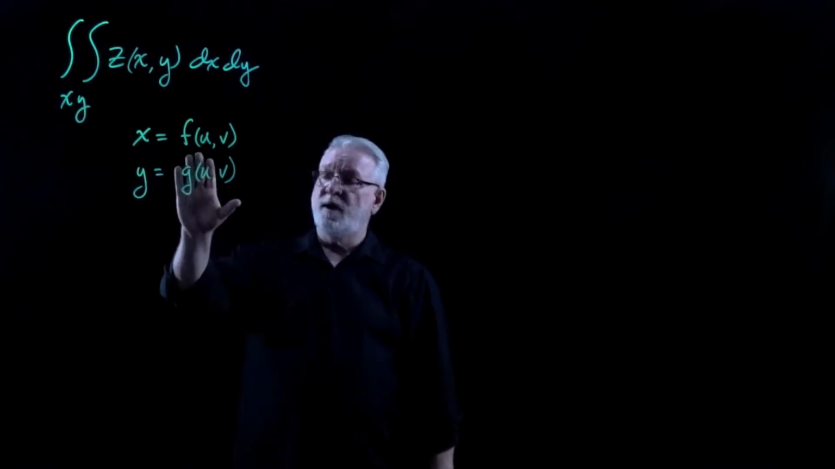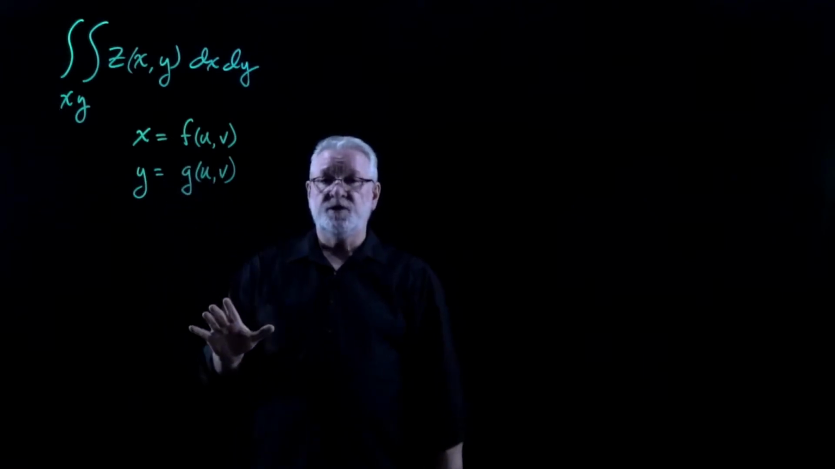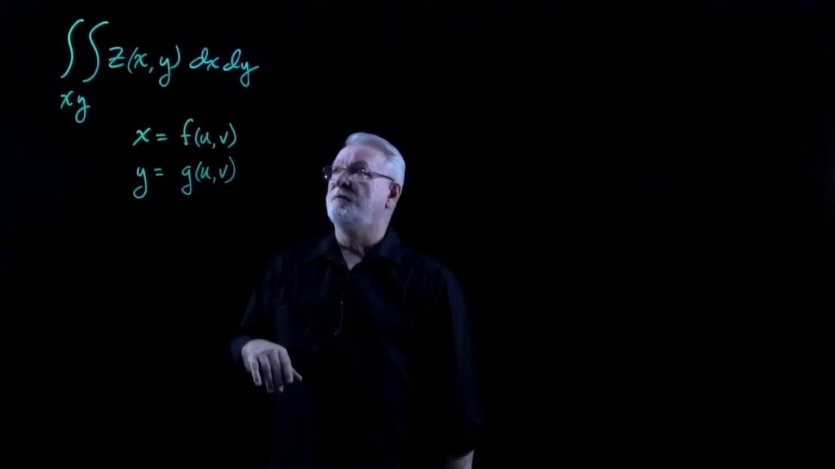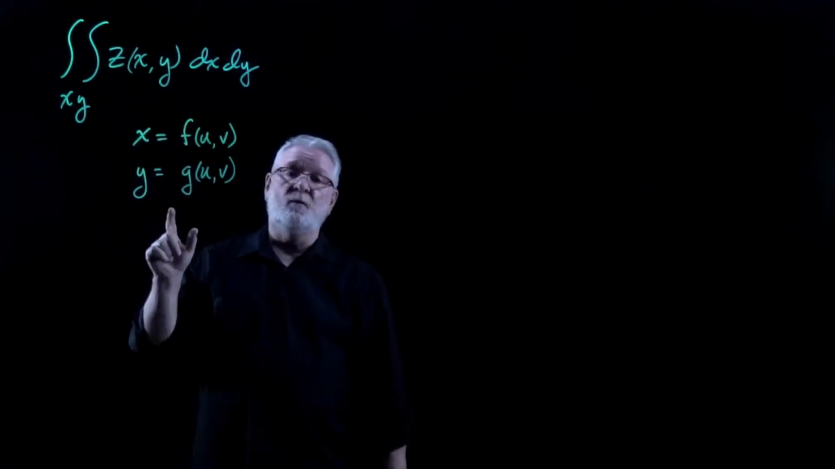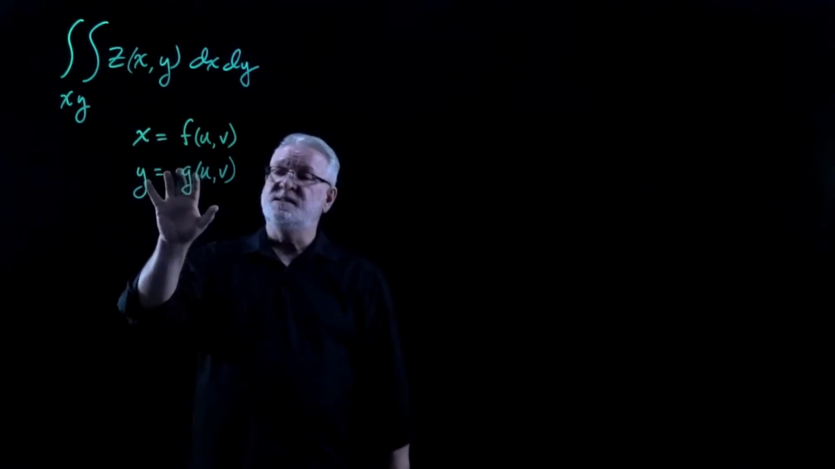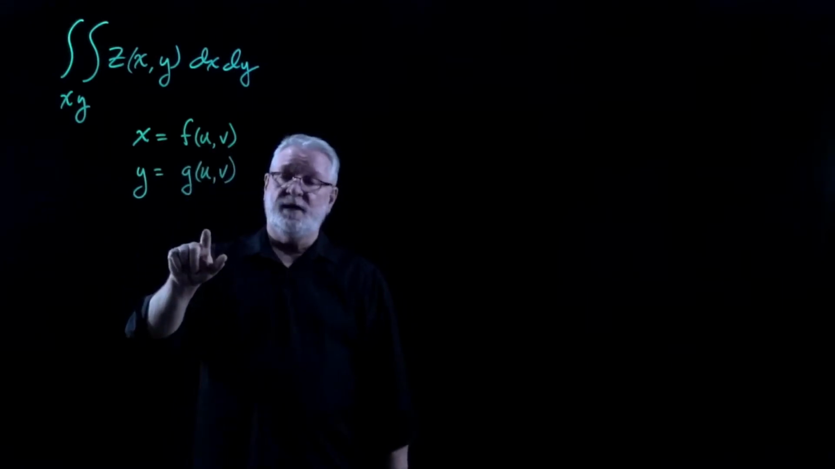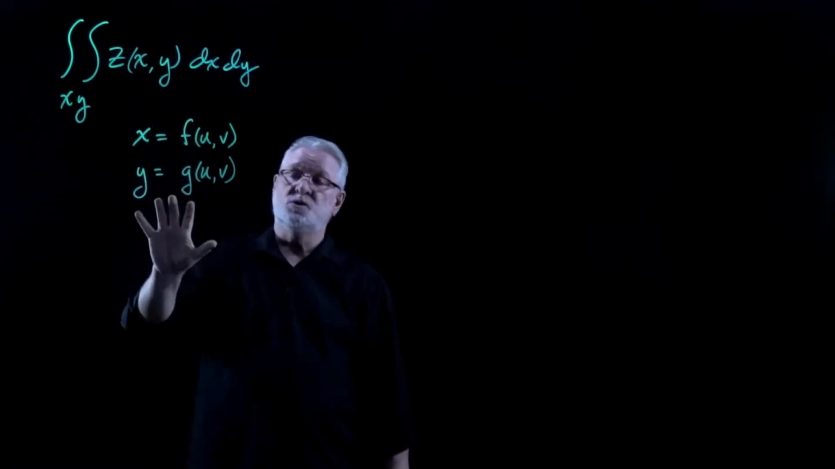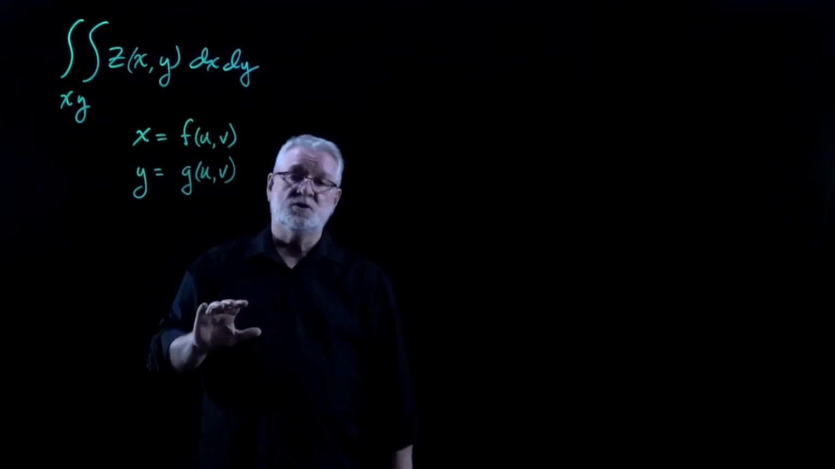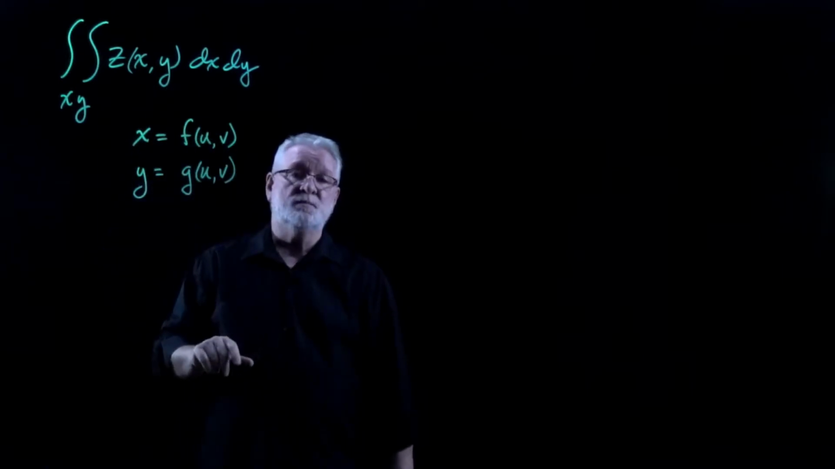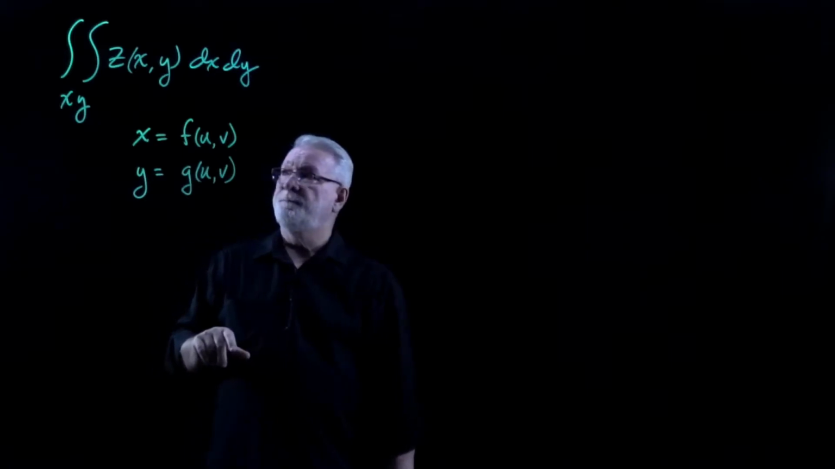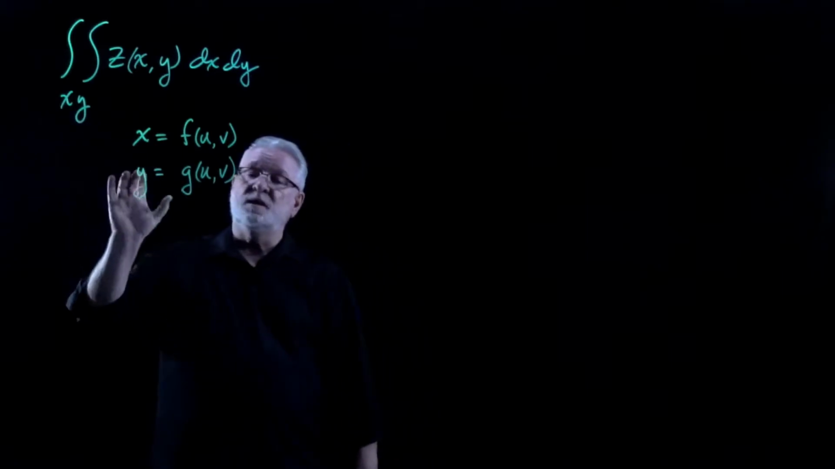Okay, well, now that we have the substitutions, we've got 3 jobs to do. Same 3 jobs we had before. I'm going to have to rewrite the function z that was in x and y in terms of u and v, and I will use these substitutions to do it. I'll have functional relationships between u, v, and x, u, v, and y, and I'll use those to make that substitution. I'll need to do the same thing with the limits of integration.